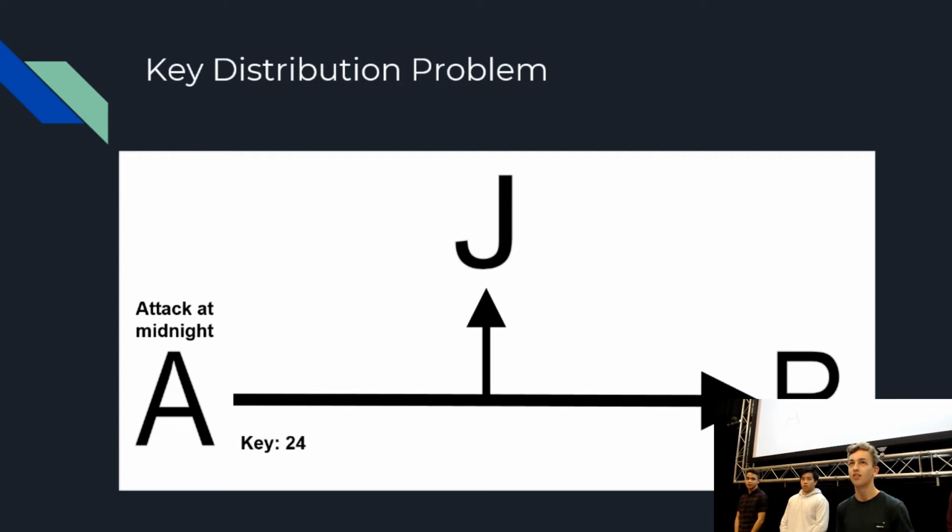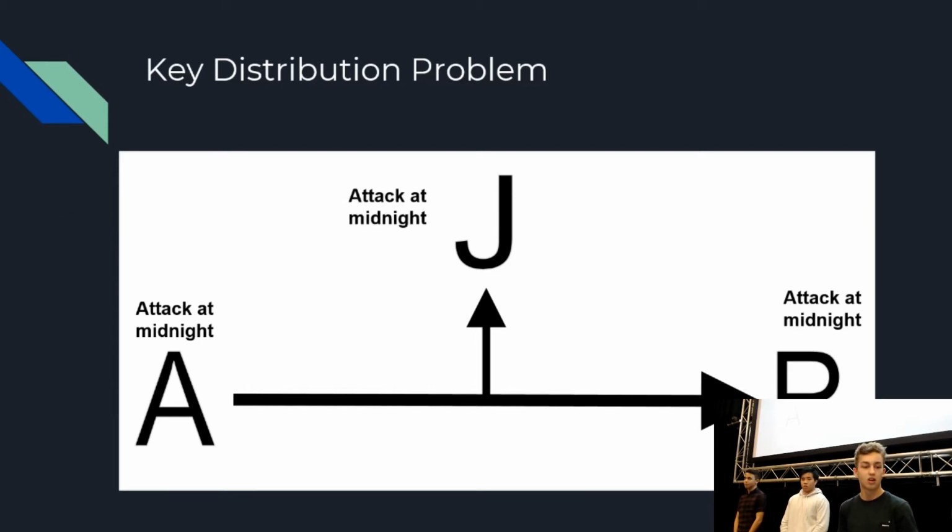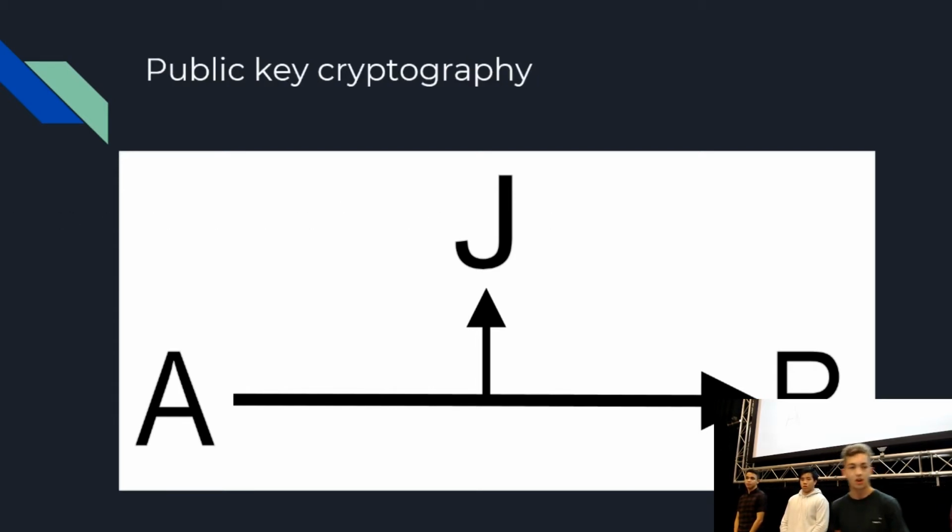So he has to also send the key beforehand. But since Jason will have the key and the message, well, yes, Reese could decode the message, but unfortunately, so can Jason. So there's a bit of a problem there. So this is where public key cryptography comes in.